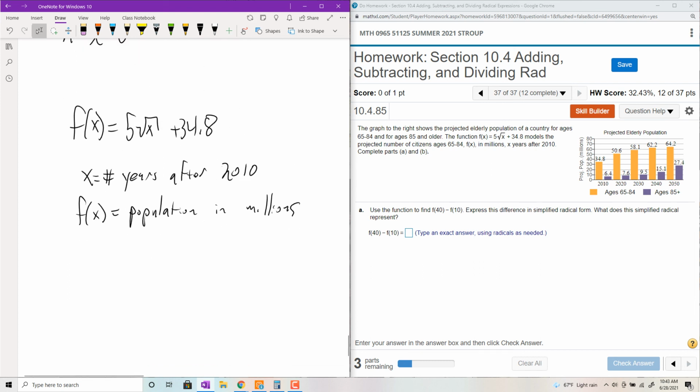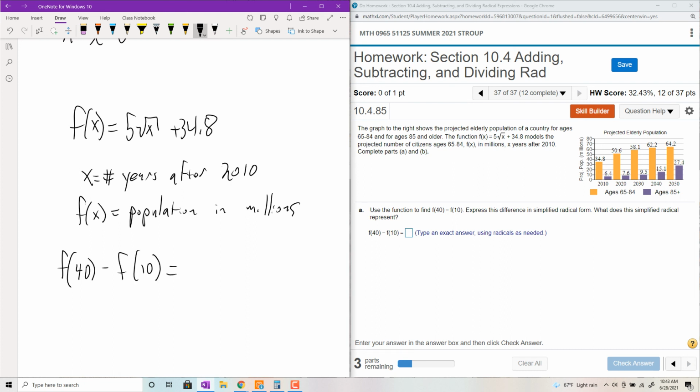Okay, so f of 40 minus f of 10. What the heck is this thing? So it's the difference between the number of elderly people in the year 2050 and the year 2020. That's literally what this represents.